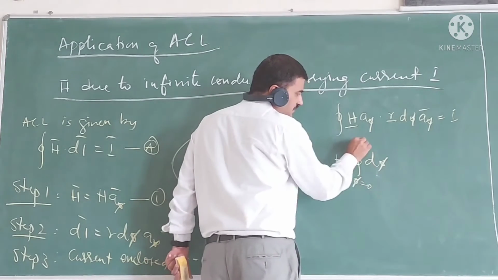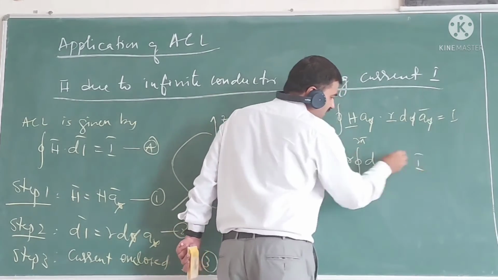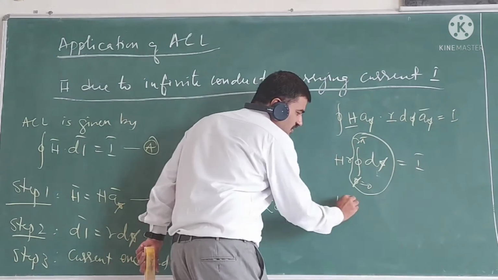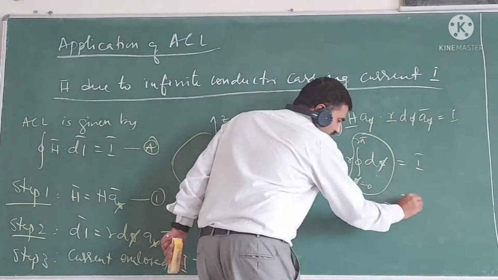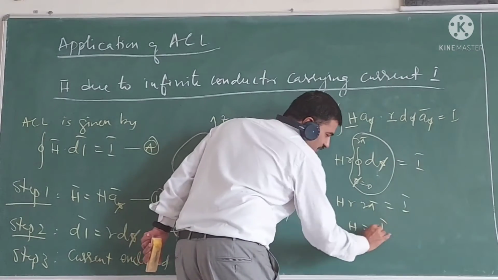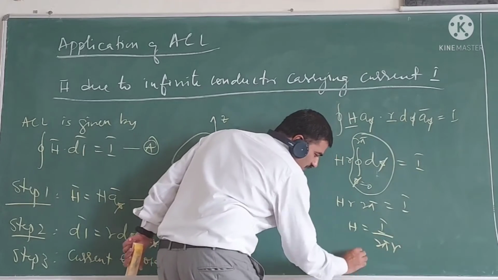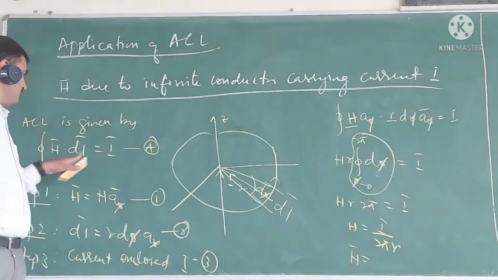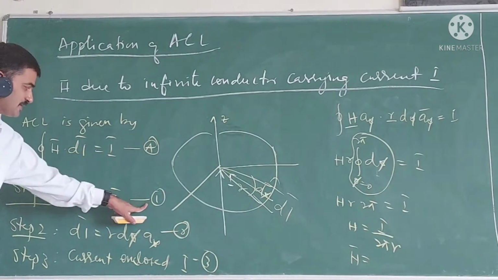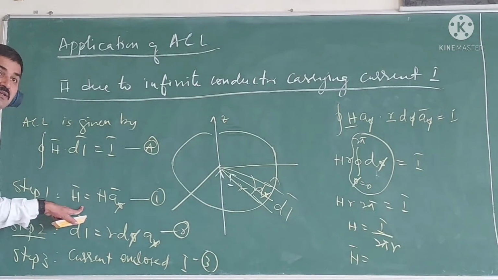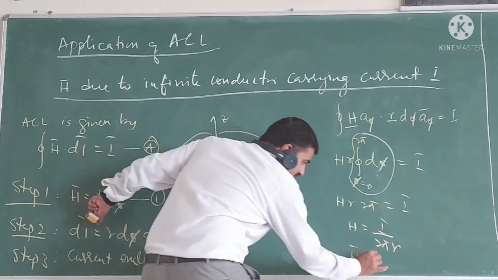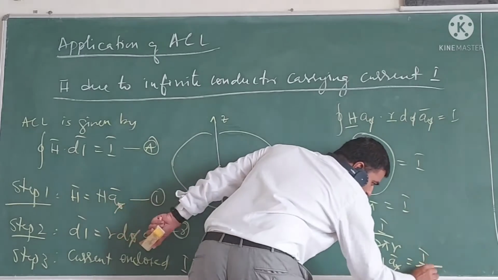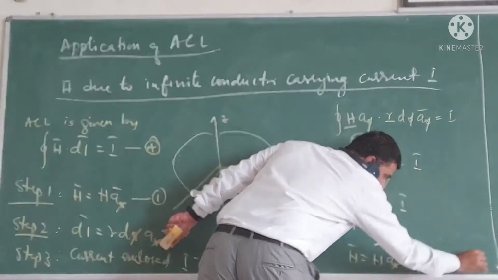What is the variable? Phi is equal to R. Then what is this integration? H R 2 pi I. And what is your H? H is I divided by 2 pi R. And what is your H bar? From equation 1, what is your H bar? That is H into A phi, that is I divided by 2 pi R A phi.